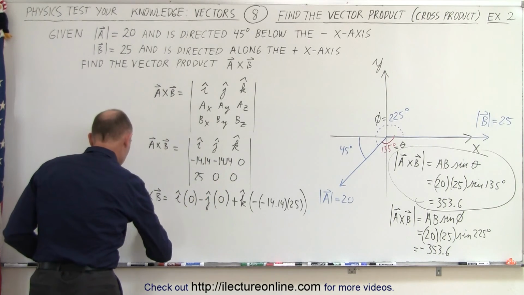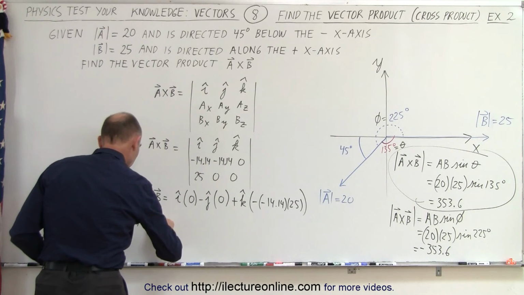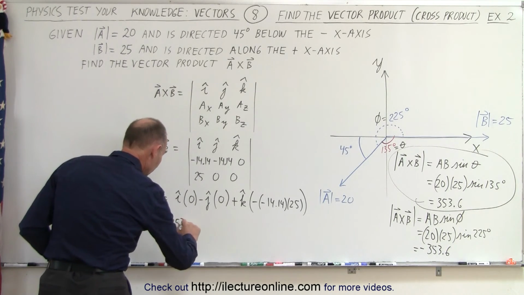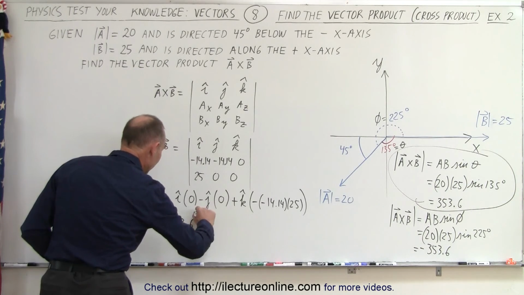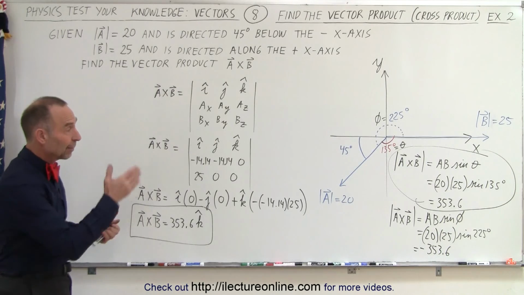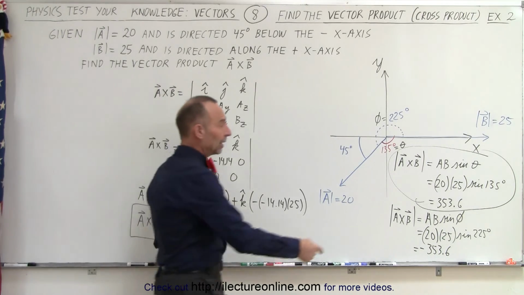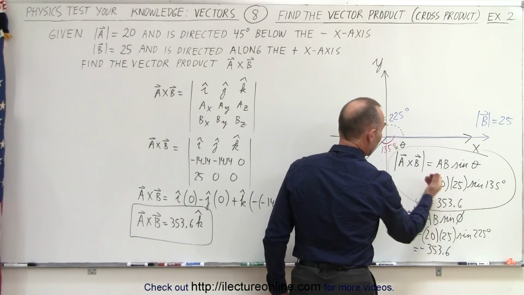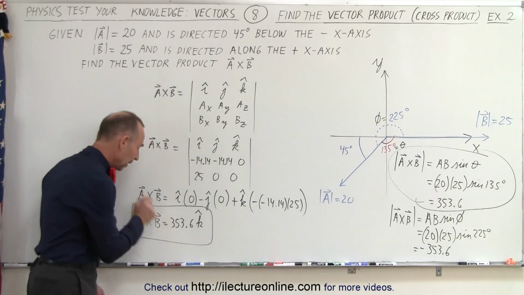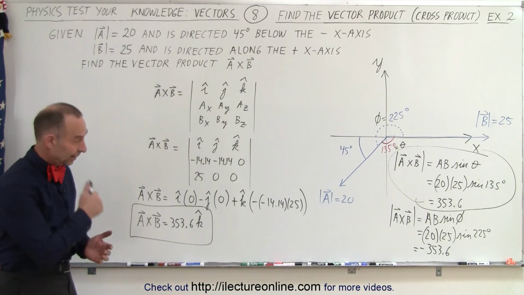So A cross B is equal to 353.6 in the k direction, which is the exact same result that we got when we found the magnitude and direction. We had a magnitude of 353.6, and we knew that it was pointing in the positive z direction, which is indeed what we got over here. And that is how it's done.